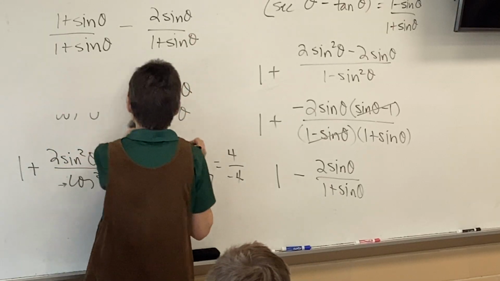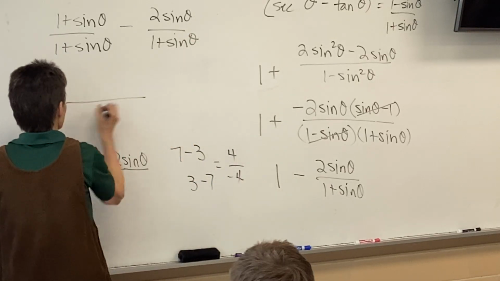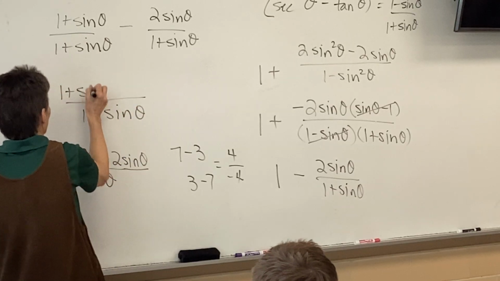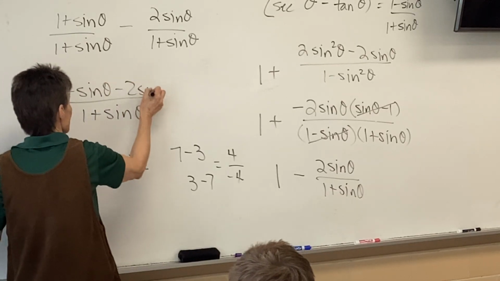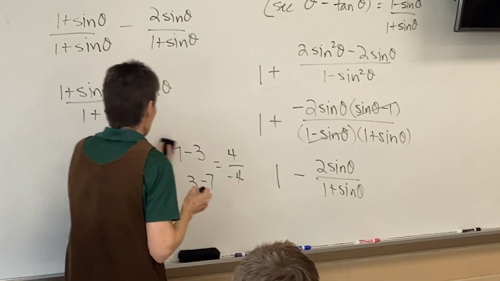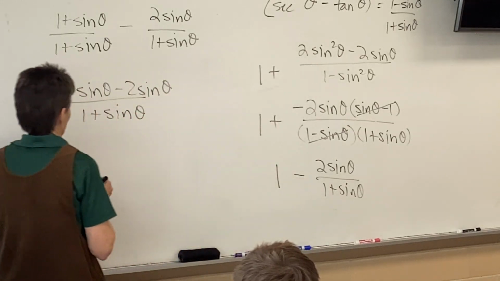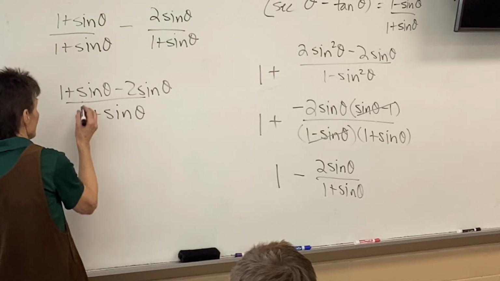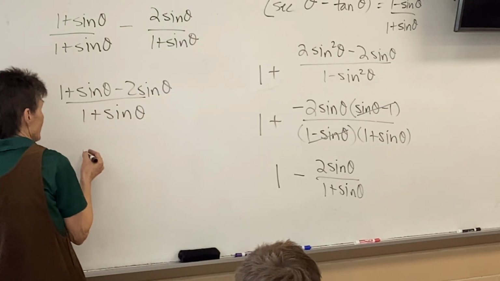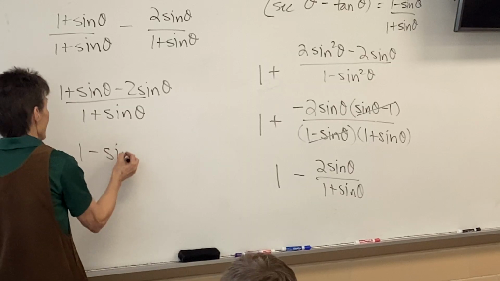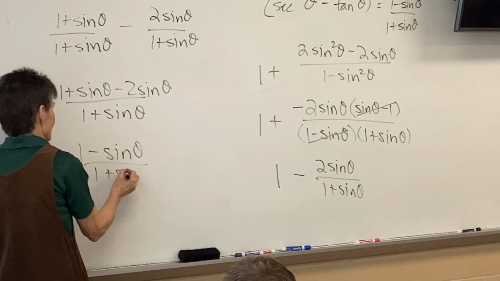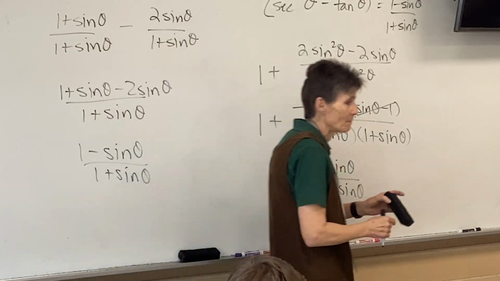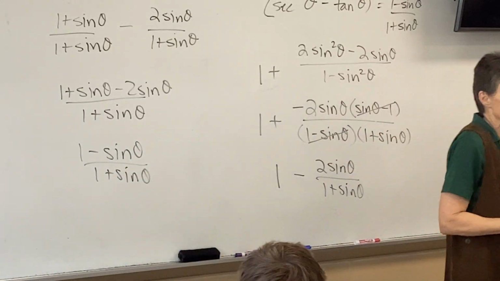Kids, you're there. Your denominator is 1 plus sine. What's your numerator? 1 plus sine minus 2 sine. And what does that make? Combine those. What's sine minus 2 sine? So 1 minus sine. Beautiful, beautiful, beautiful. Was that a big thing or what? Ooh, it was.